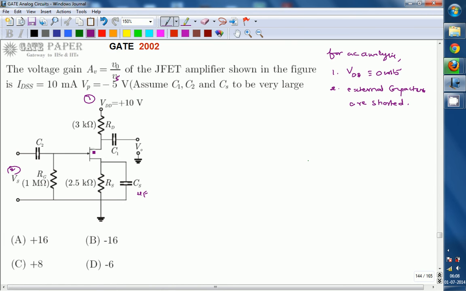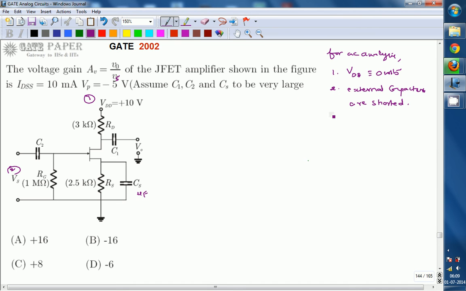So whenever you are considering AC analysis, you are considering the AC signal source, and the DC source is treated as the other source that has to be neglected. Since it is a voltage source, it will be shorted. In this way also you can think. So VDD has to be grounded and external capacitors are replaced with short circuits.